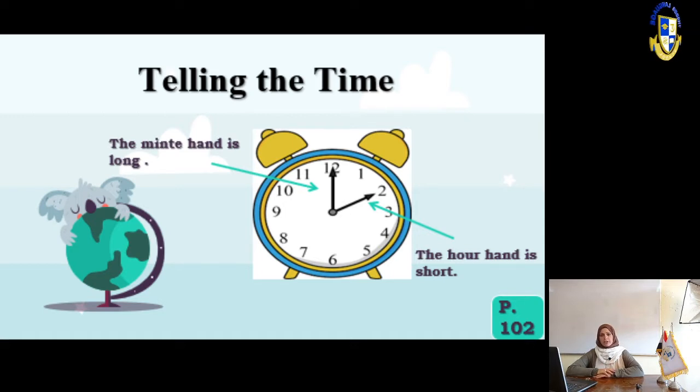We talked before that, or maybe you know it for the first time. Any clock has two hands, one short hand and one long hand. The hour hand is always the short. The long hand is always the longest, for the minutes. So the hour is the shortest and the long is for the minutes. This is from your book, page 102.